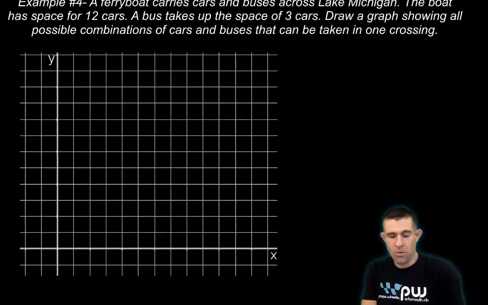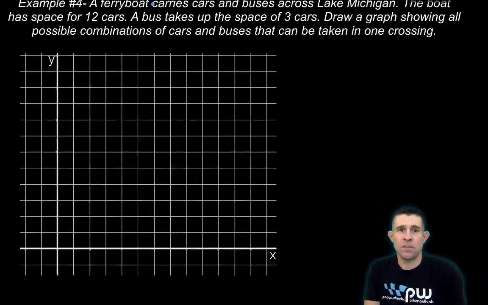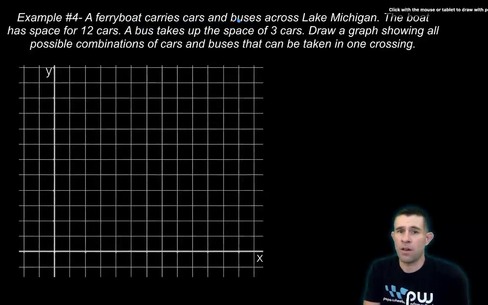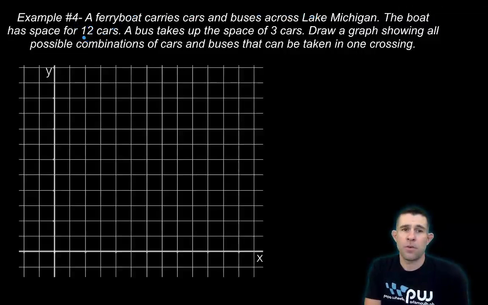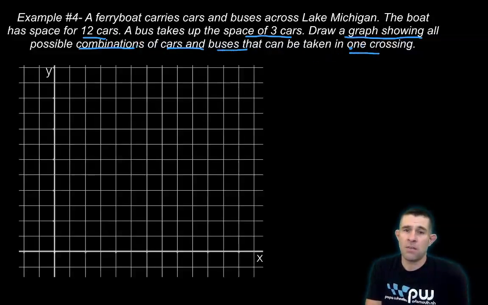All right, one more example here we are going to take a look at. We have a ferry boat that carries cars and buses across Lake Michigan. The boat has space for 12 cars. A bus takes up the space of 3 cars. We want to draw a graph that shows all the possible combinations of cars and buses that can be taken in one crossing.